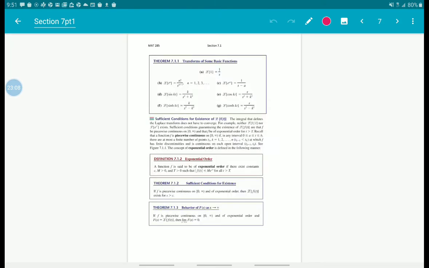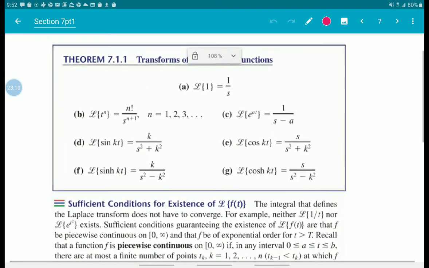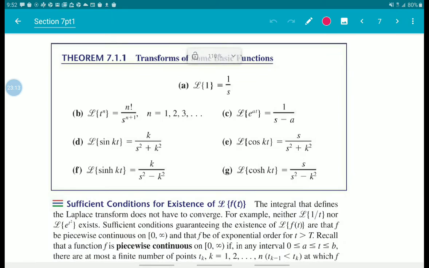So let's talk about some of those basic rules. And all of these can be derived from that definition that we've been dealing with. The Laplace of f of t equals the integral from 0 to infinity e to the negative st times f of t dt. So this one we proved. That was one of the first examples we did. That was actually the first example we did.